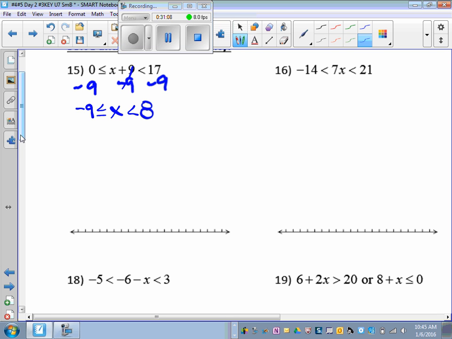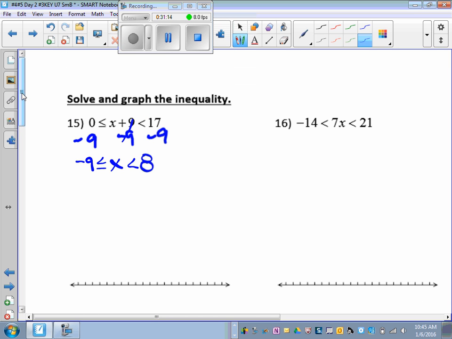All right, negative 9 is less than or equal to x, which is less than 8. Did they tell us anything about set builder notation? No. Make sure you're checking. It'll still ask you sometimes to write in set builder notation. Make sure you read the instructions because we're not always going to give you the number line. Sometimes it'll say solve and graph it, and you have to draw your own number line. So just be aware of that.